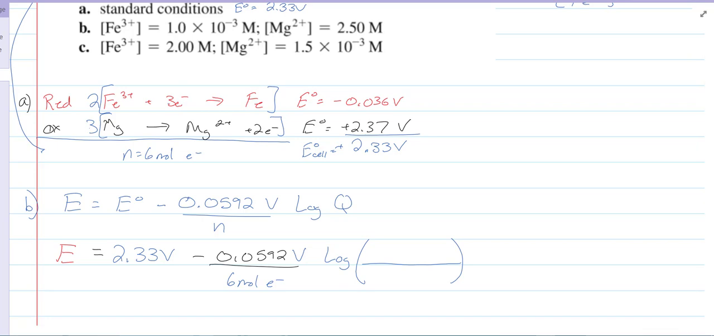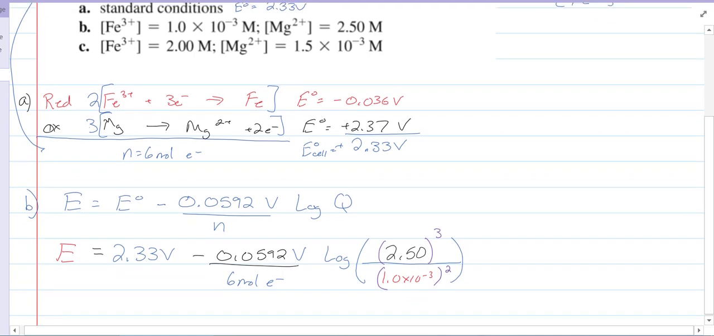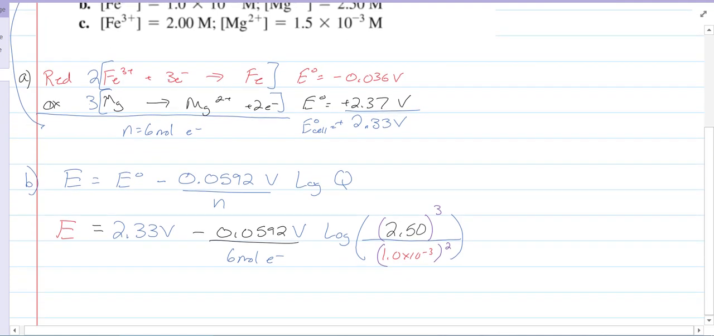we have for magnesium 2.5 molar. And for iron, it's 1.0 times 10 negative third. And we are going to have to cube and square. Whew. That's fun. So E for the cell now, for B, would be all that math. I get 2.26 volts.